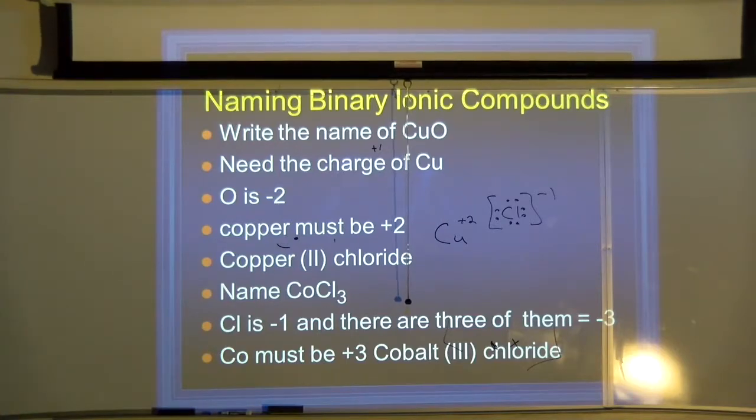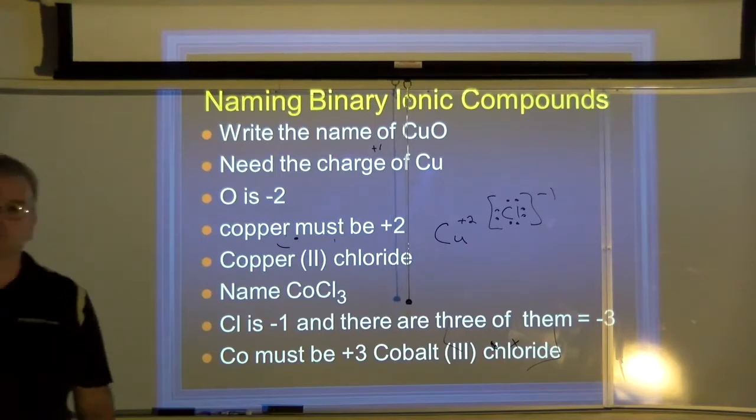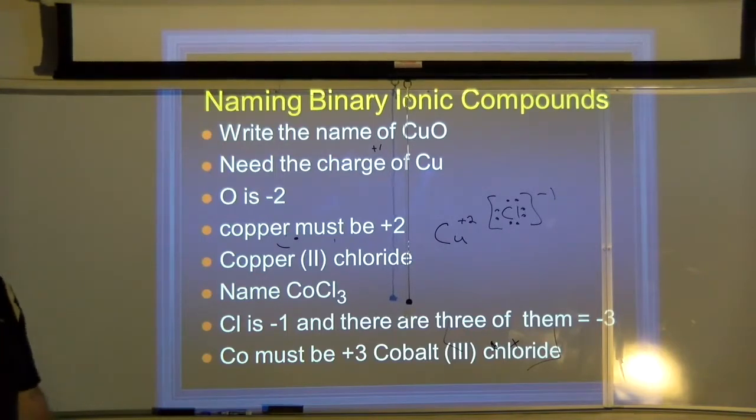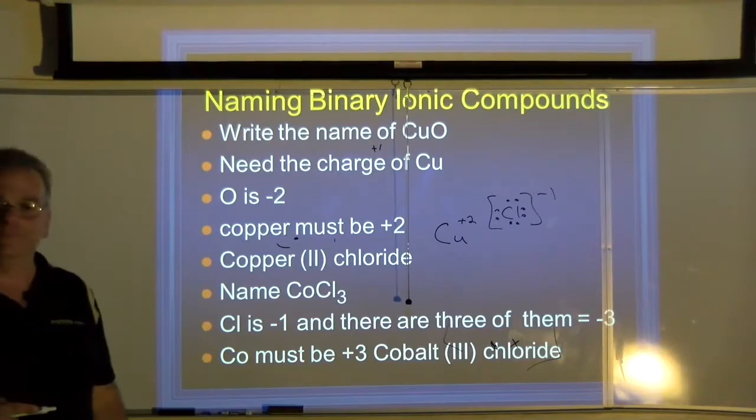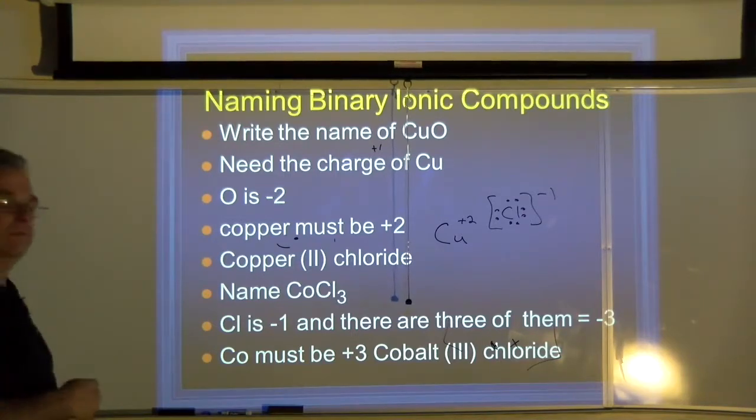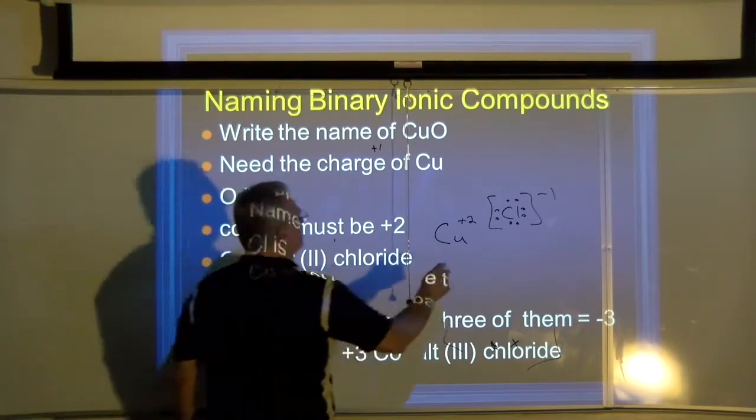Is this going to work? The answer is no, because it's a +2 and only one -1. You can't have that. I'm missing a puzzle piece. What puzzle piece am I missing? What do you say? What should I put up there? Do you want me to put another copper +2 or another chloride to make the magic happen? Very good.